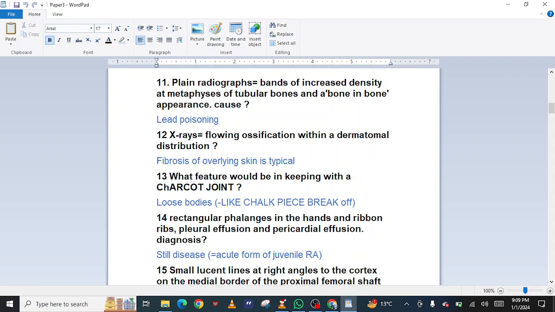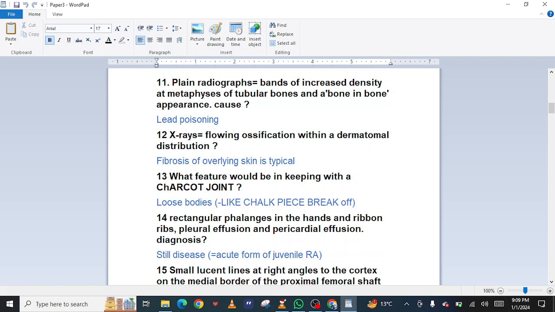Cause: lead poisoning. 12. X-rays: flowing ossification within a dermatomal distribution. Fibrosis of overlying skin is typical. 13. What feature would be in keeping with a Charcot joint? Loose bodies. 14. Rectangular phalanges in the hands and ribbon ribs, pleural effusion, and pericardial effusion.